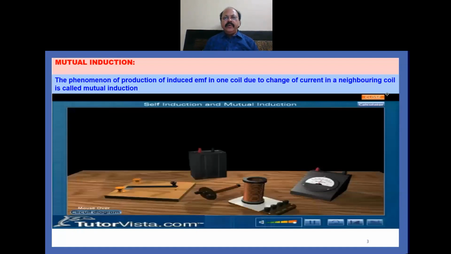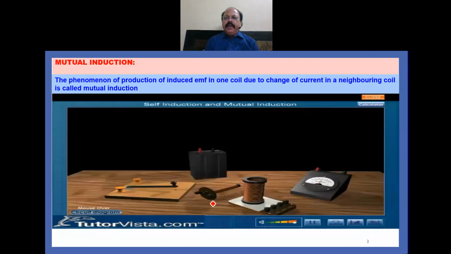That phenomenon you have to understand by this experiment. In this experiment, we have taken one primary coil, this is the secondary coil, this is the battery, this is a very sensitive galvanometer, and a tapping key. Now these two coils are placed very close to each other, which means this primary coil is placed inside the secondary coil, so that it becomes coaxial solenoids or coaxial coils.